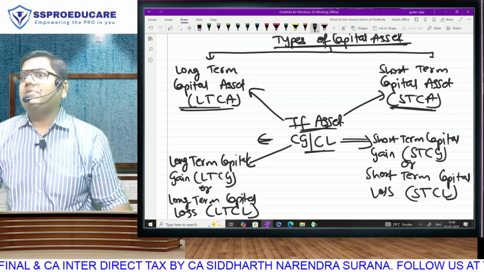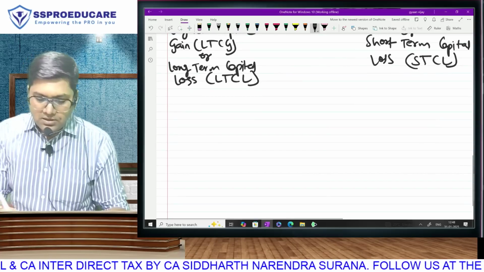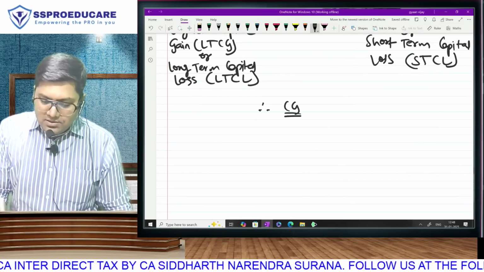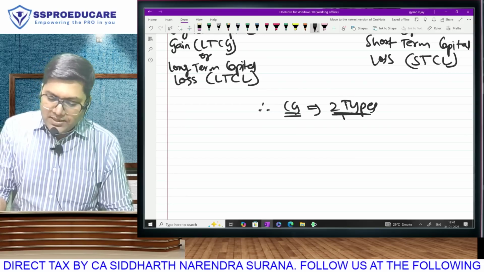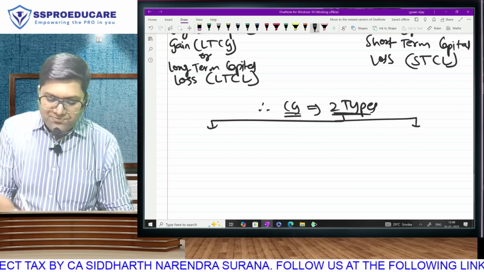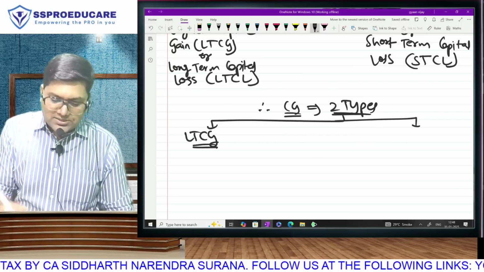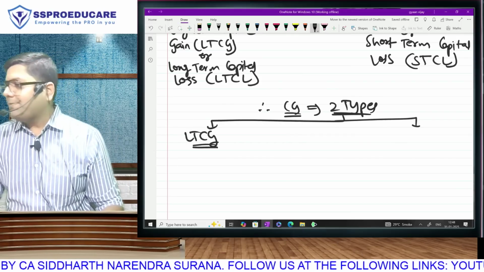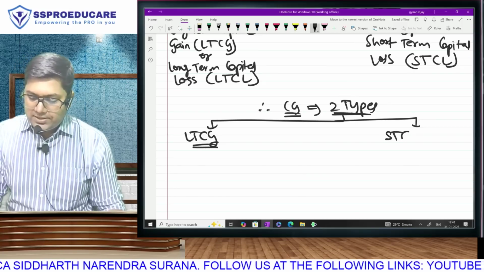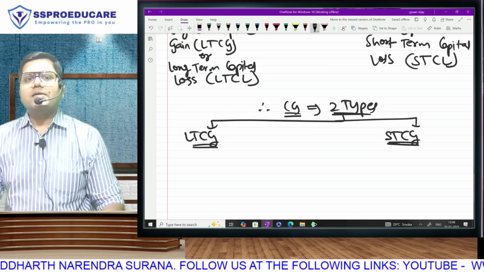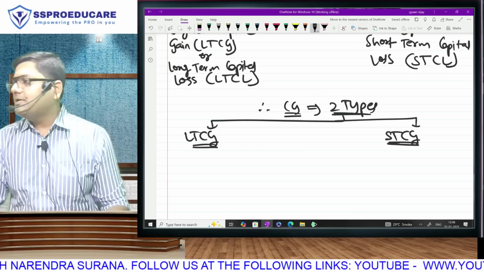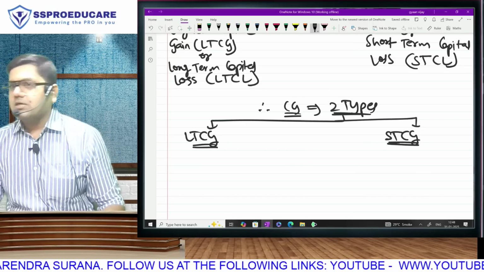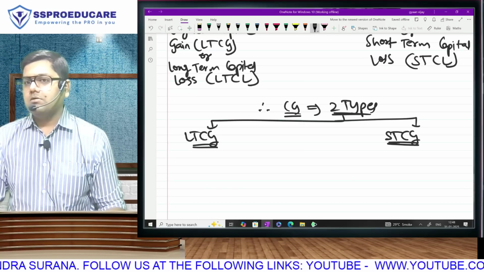Capital gain in income tax will be of two types. There are two types of capital gain which are possible. Type 1 capital gain is LUTSUG, that is long term capital gain, and type 2 is SATSUG, that is short term capital gain. There are two types of capital gain in income tax: LUTSUG, SATSUG. Everyone?